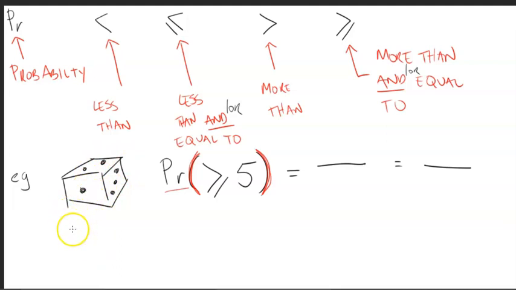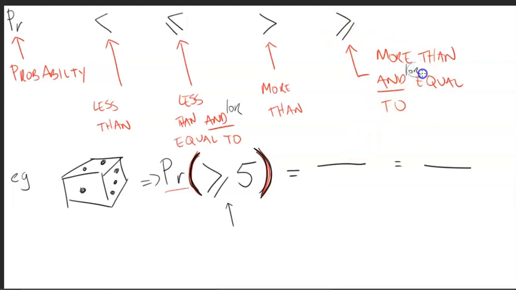But what's more important is this here. This is saying PR, open bracket, more than or equal to 5, close bracket. What does this mean? This is a question, and it is asking what is the probability of? When we have a probability of something, it always starts with opening and closing brackets, and inside those brackets is a certain statement. This statement is saying we want to know the probability of getting a number that's more than or equal to 5.